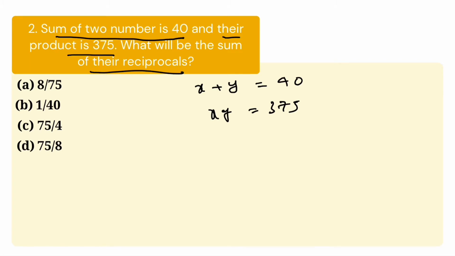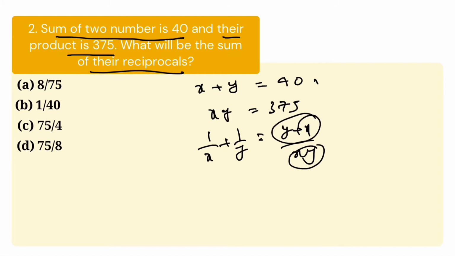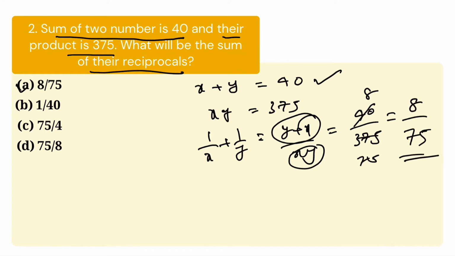And try to write what you want. So what will be the sum of the reciprocals, that is 1 by x plus 1 by y. Do the calculation for this. So it becomes (y plus x) divided by xy. This is what you required, and the sum of the numbers and the product of the numbers are already available. So substitute them, it is 40 by 375. If you do the calculation, dividing by 5, it will be 8 by 75, option 1.